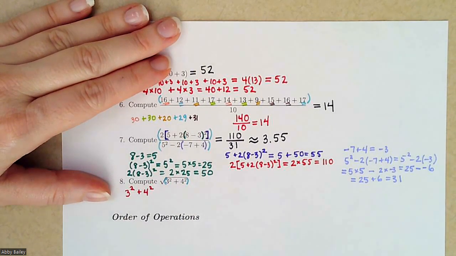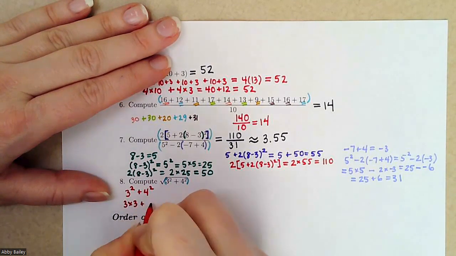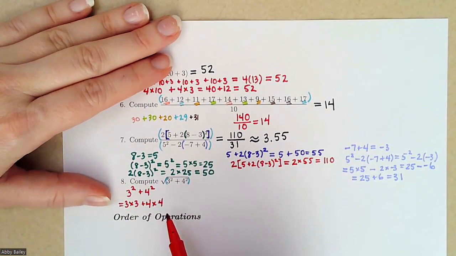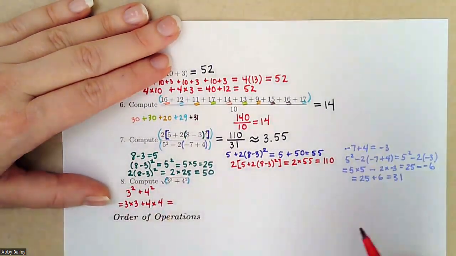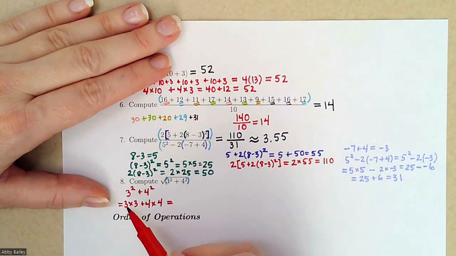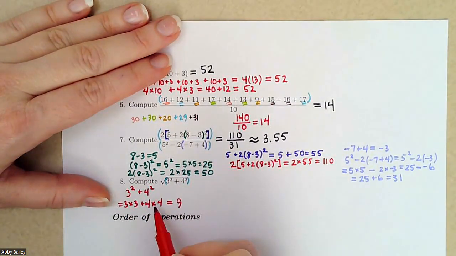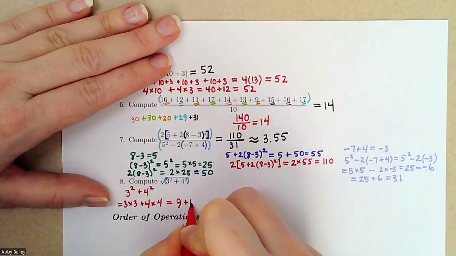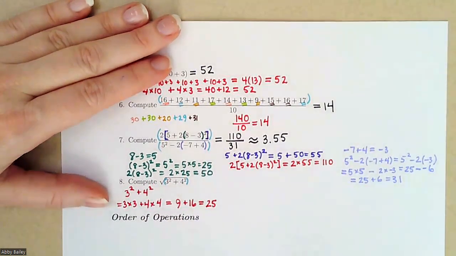Exponents before addition, because exponents are repeated multiplication. So this is really 3 times 3 plus 4 times 4. And if you want to write this out again as all addition, go ahead. Otherwise, accept that multiplication is repeated addition. So this is 9. And this multiplication is repeated addition, 4 groups of 4 added together. So that's 16. And when we add these, we get 25.